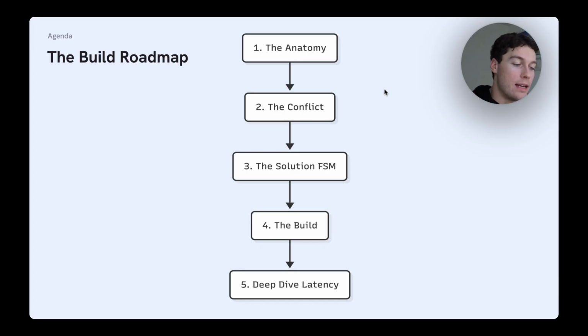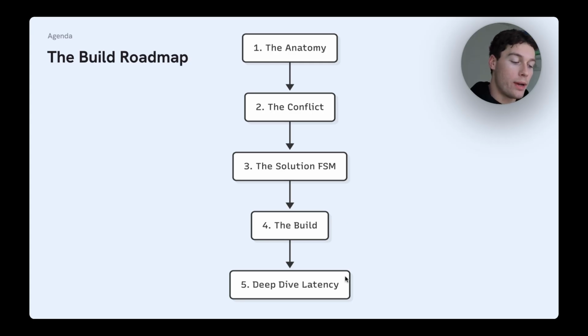Second, we're going to define the conflict. So this is the core engineering problem: trying to run deterministic business logic on a probabilistic engine. Third is going to be the solution. We're going to introduce finite state machines as the architectural fix. Fourthly, we'll look at a real build. We'll trace the logic of a dentist scheduler, for example, to see how this works in practice.